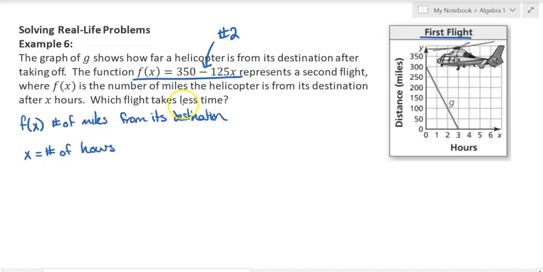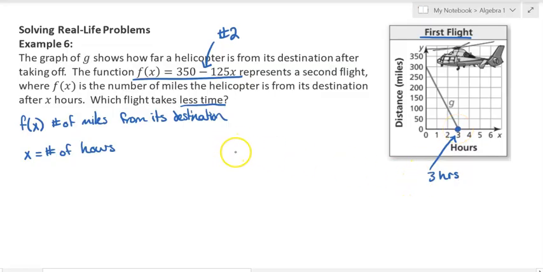So which flight takes less time? Okay, we can see that this flight, the first flight, takes 3 hours because when it is at this point right here, the y value is 0. That means it's 0 miles from its destination. So that means it is at its destination. So it took 3 hours to be at the destination.